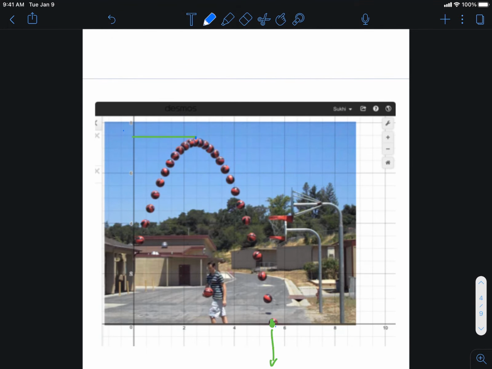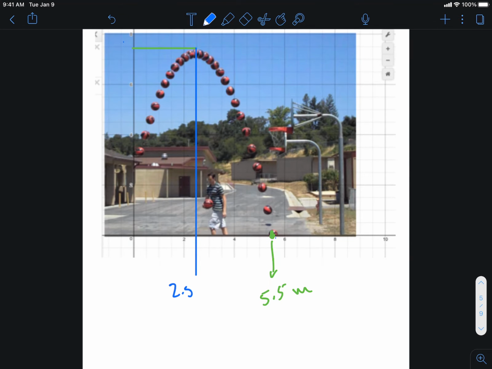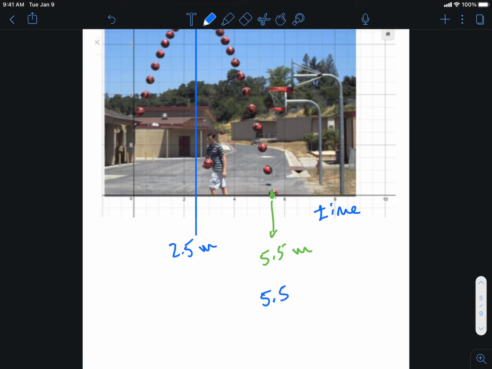Well, we go find the vertex and we bring it down. Well, it looks like it took 2.5, or sorry, it could be time. It said 2.5 it took to reach its maximum height. If this was time down here on this axis, then we could say, okay, it took 5.5 seconds to hit the ground. How long did it take to reach its maximum height? 2.5 seconds.